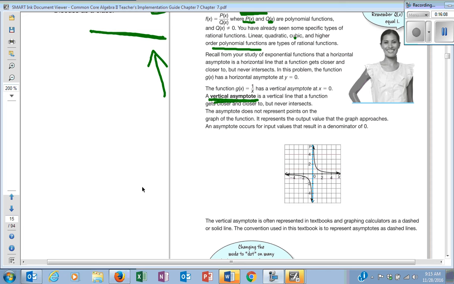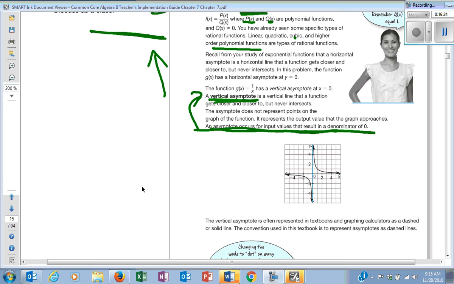So we're going to find out how to figure those guys out, but you can see an asymptote occurs when the input value results in the denominator being 0. That's what you really need to focus on, vertical asymptote and that idea. And horizontal is a little different. We're going to talk about it real quick.